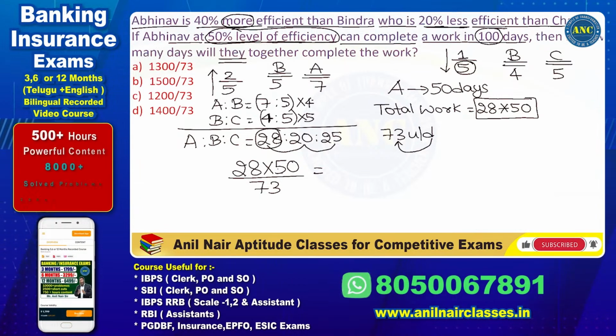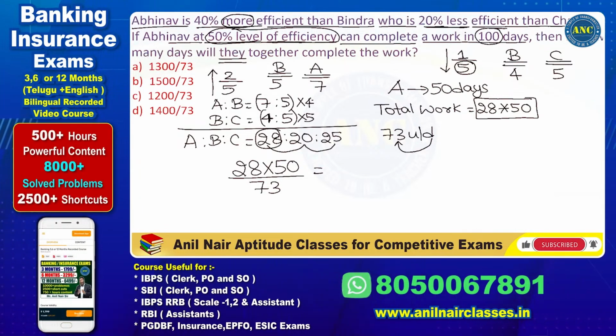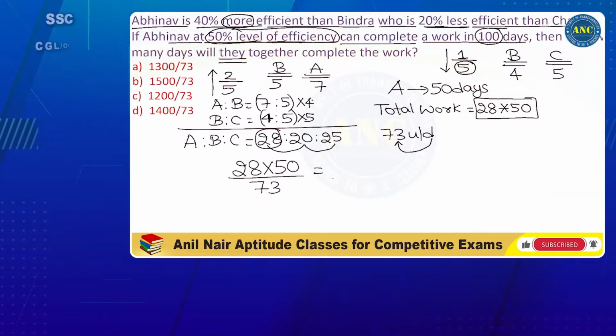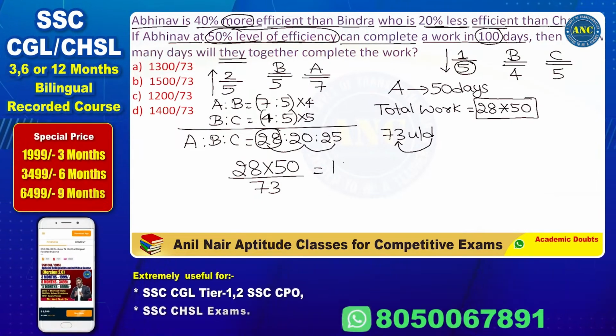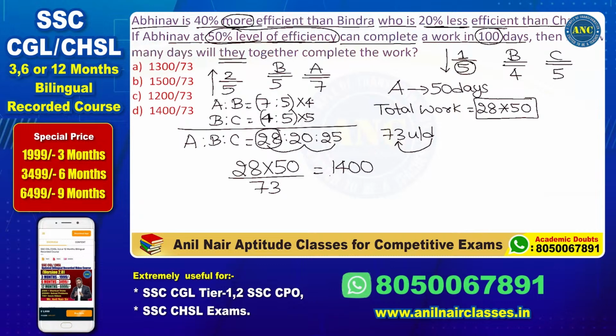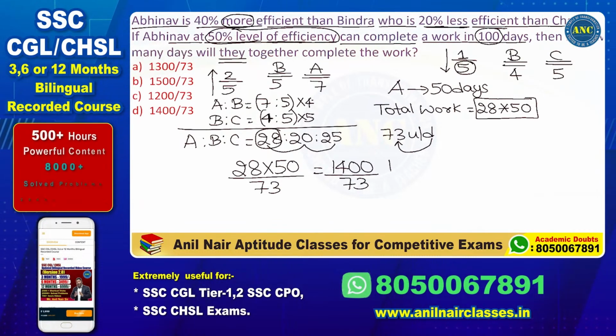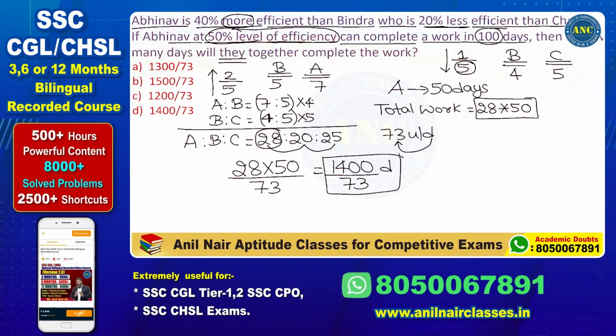28 into 5. 30 into 5 is 150. 28 into 5 is 2 into 5 subtract. So 150 minus 10 is 140 followed by 10. So 1400 divided by 73 days should be the answer for this question.